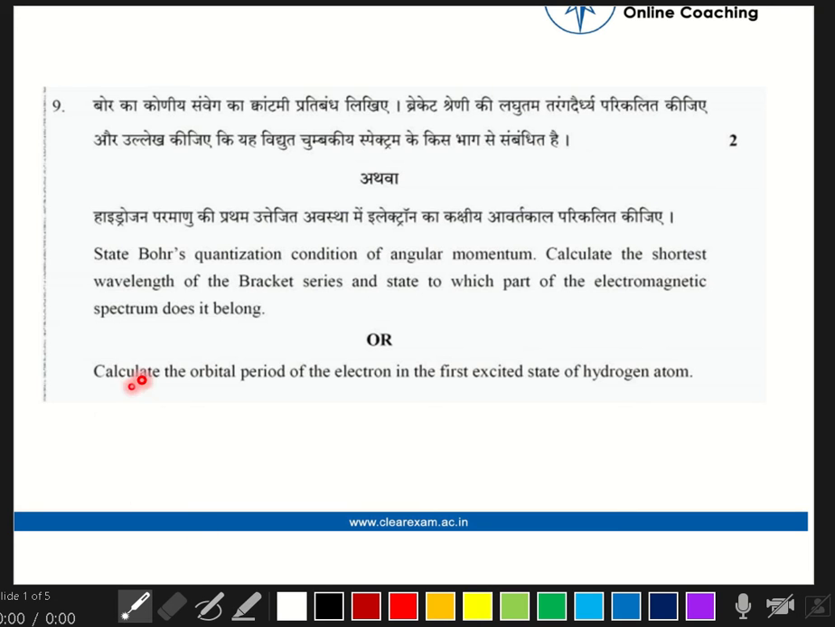Hello everyone, let's start with our question number 9. We have two choices. Let's start with the first one. State Bohr's quantization condition of angular momentum. Calculate the shortest wavelength of the Brackett series and state to which part of the electromagnetic spectrum it belongs.